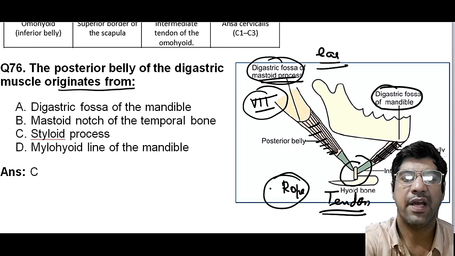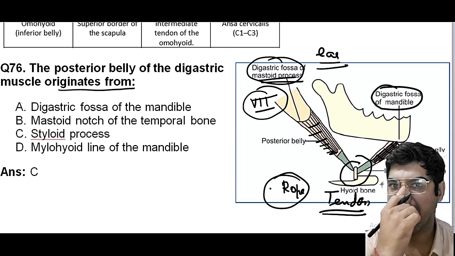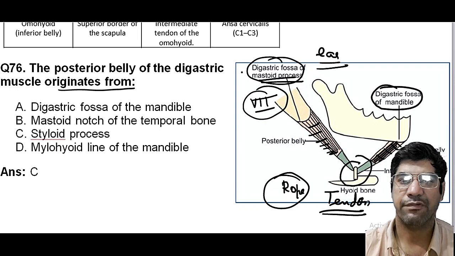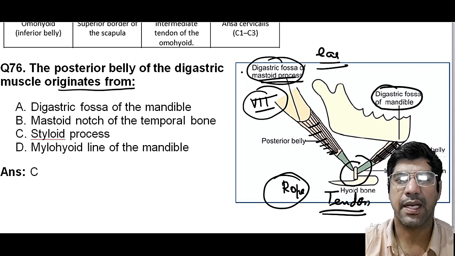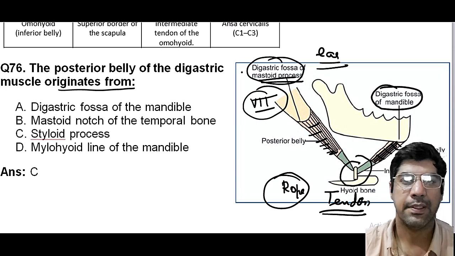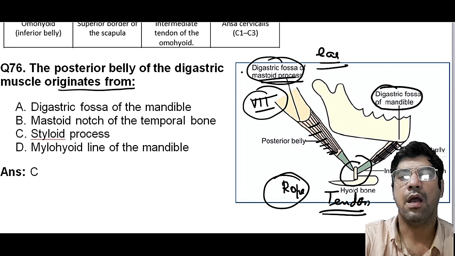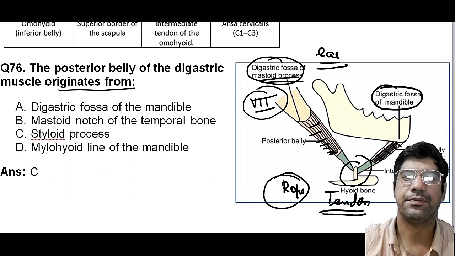The posterior belly of digastric is innervated by a branch of the facial nerve. So when the posterior belly contracts, it helps to open the mouth by depressing the mandible. So it's like the muscle's job when you want to take a big bite of your favorite sandwich.